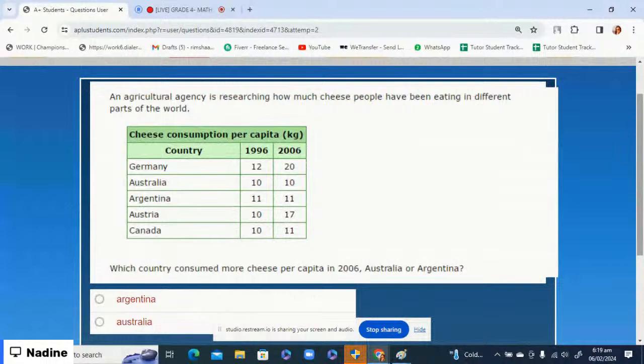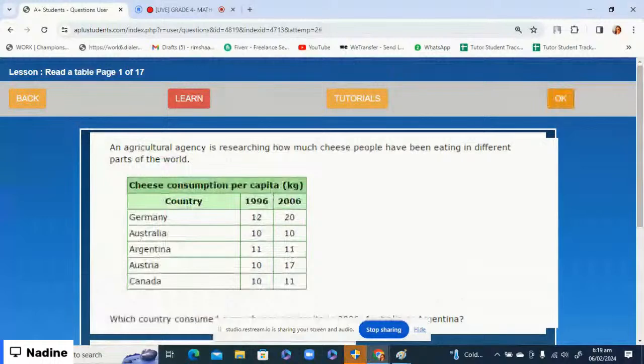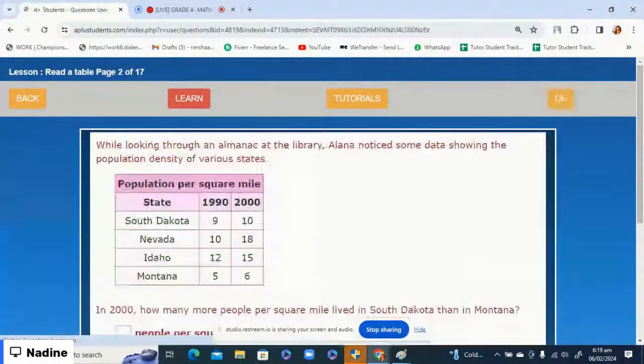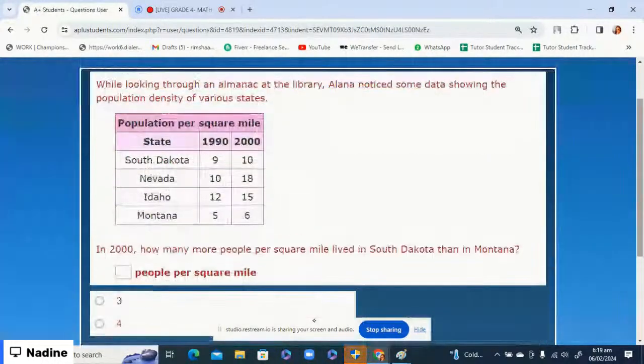Okay, and then we check it out. Is Australia more than Argentina? Just check these two countries in 2006, between Australia and Argentina. So which one? Let's check. For Australia this is 10, and for Argentina it's 11. So which country consumes more? Which one is the greatest? That is Argentina. So we put that here, and let's go with that. Okay. Then next, this one.